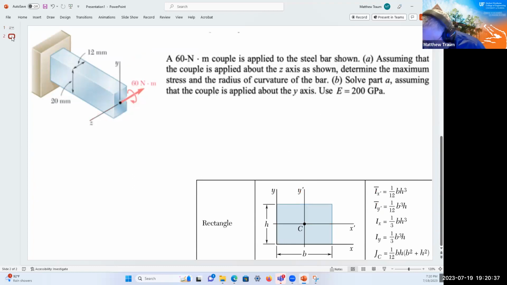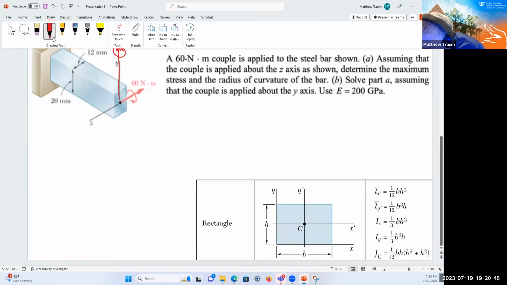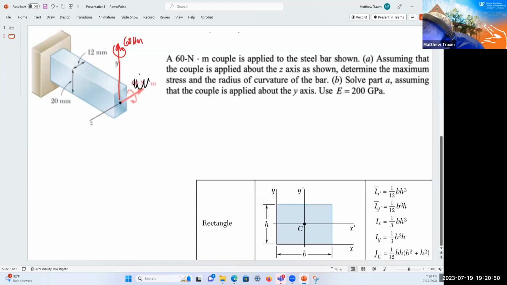So I've got a clean slide here. Let me just reiterate that the couple's now this way, 60 Newton meters, and it is not here. And that this is Y and this is Z. And I'm going to be using this equation because my rotation is about the Y-axis. It's about there. Okay, so back to my original equations.